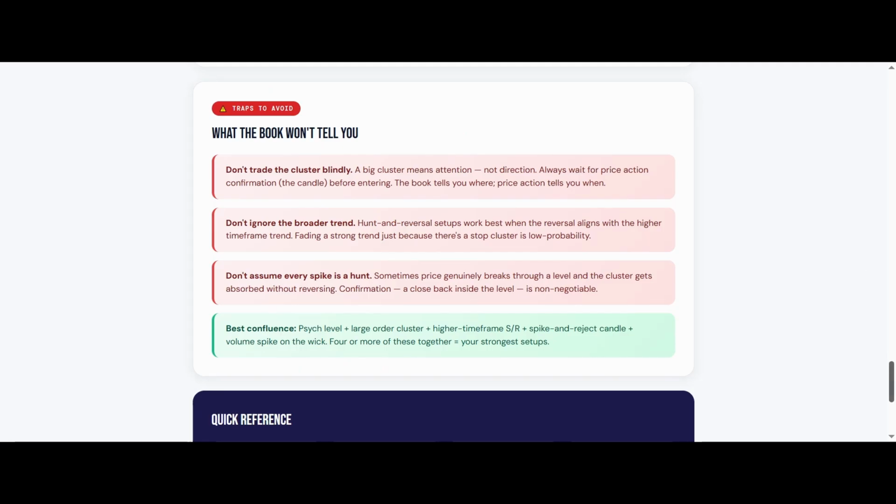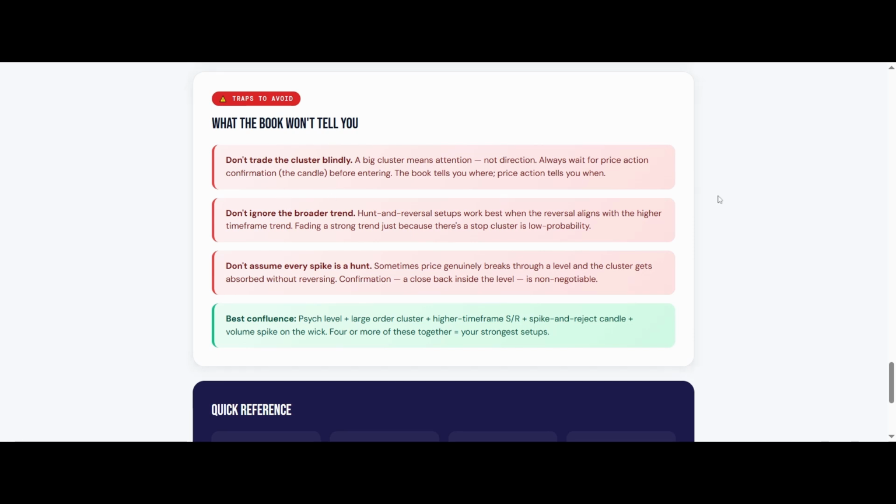Now, this is where a lot of traders go wrong, and it's important you get this part right. Just because you see a large cluster in the order book does not mean you trade it blindly. A big cluster doesn't tell you anything about the direction. It just tells you where the attention is. It tells you that something is likely to happen at that level, but not what is going to happen. And that's a critical distinction that you need to make.